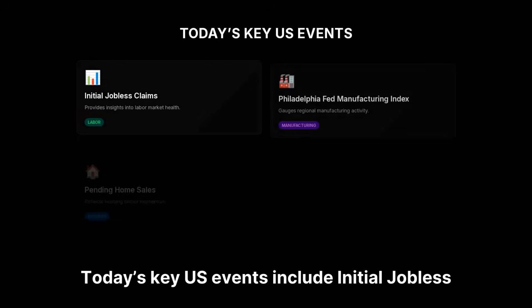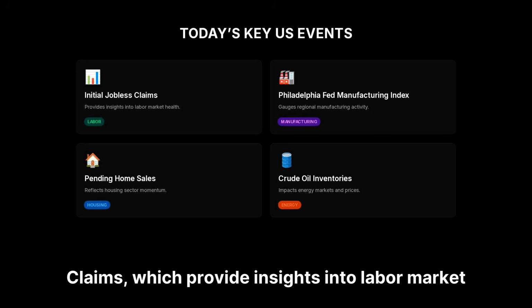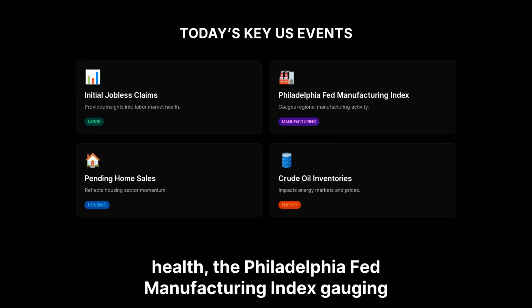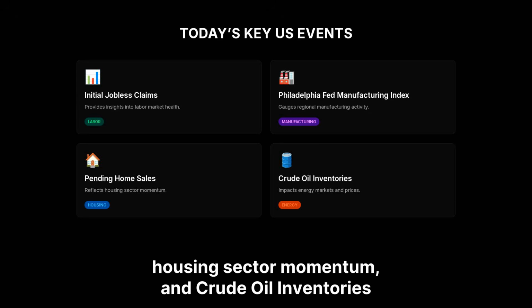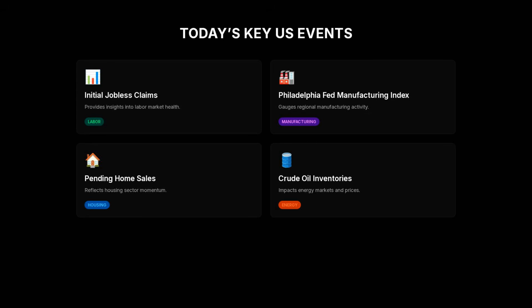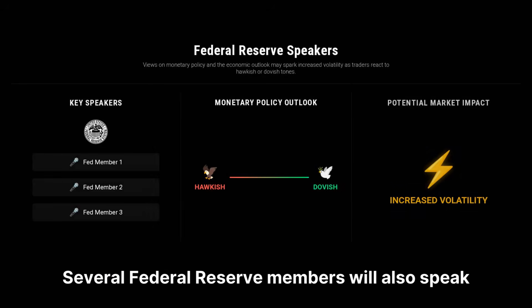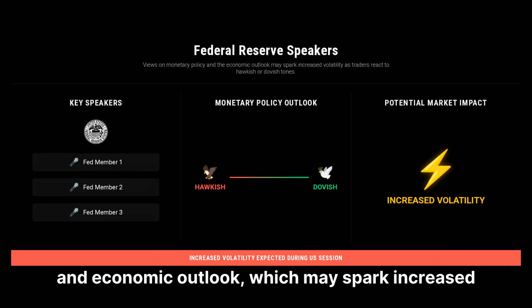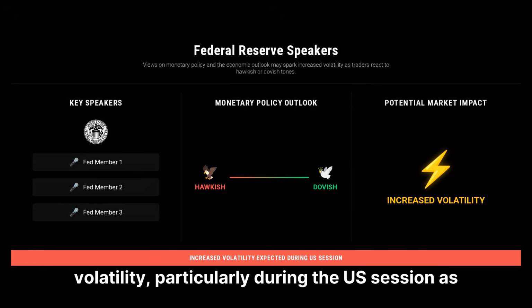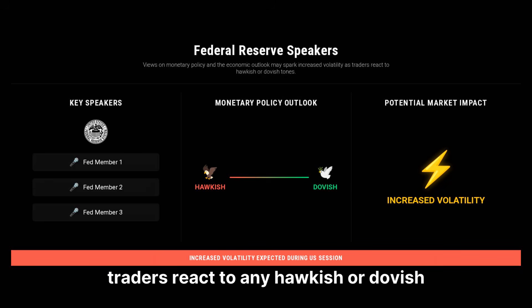Today's key U.S. events include initial jobless claims, which provide insights into labor market health, the Philadelphia Fed Manufacturing Index gauging regional manufacturing activity, pending home sales reflecting housing sector momentum, and crude oil inventories impacting energy markets. Several Federal Reserve members will also speak today, delivering their views on monetary policy and economic outlook, which may spark increased volatility, particularly during the U.S. session as traders react to any hawkish or dovish tones.